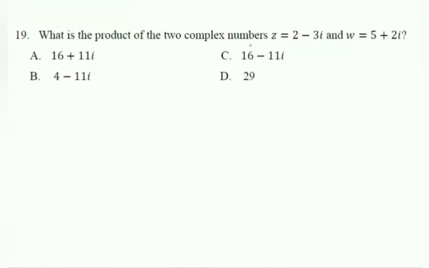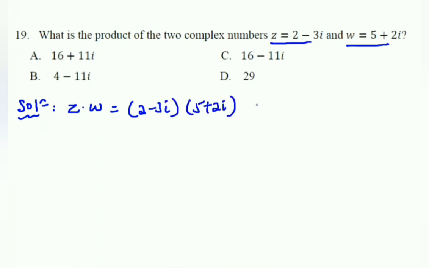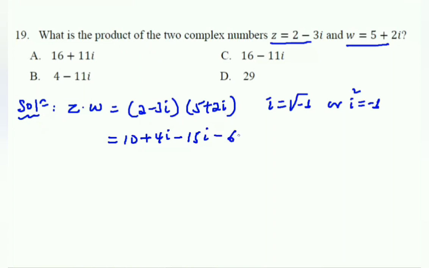What is the product of the two complex numbers Z and W given here? So let us do the product. The product of Z and W is (2 minus 3i) times (5 plus 2i), where this i is the square root of minus 1, or i squared is minus 1. So let us distribute the numbers. 2 times 5 is 10. 2 times 2i is 4i. Then minus 3i times 5 is minus 15i. Minus 3i times 2i is minus 6i squared.